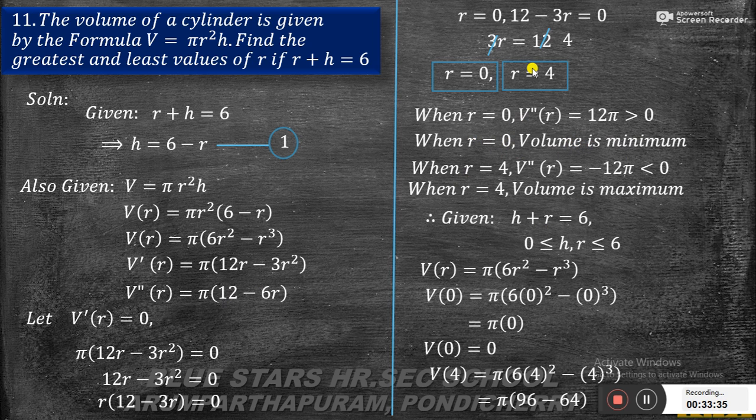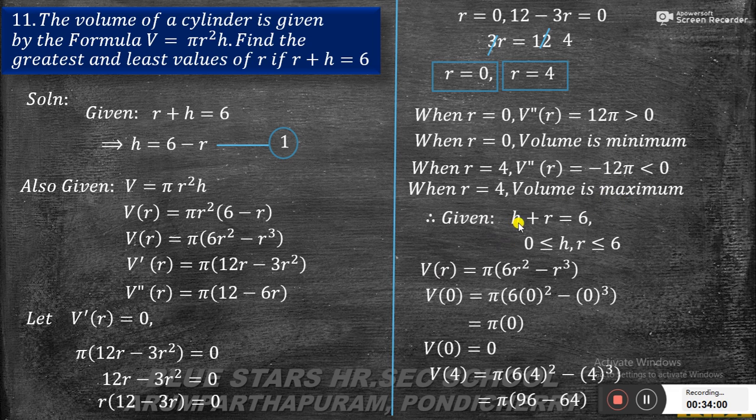Next I substitute the next value, r equal to 4. Here v double dash of r equal to pi into 12 minus 6r. So 12 minus 6 times 4, 6 fours are 24, 12 minus 24 is minus 12. So v double dash of r equal to minus 12 pi. The negative value, less than 0, represents the maximum, so the volume is maximum.